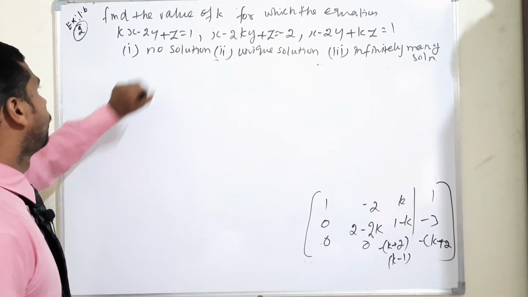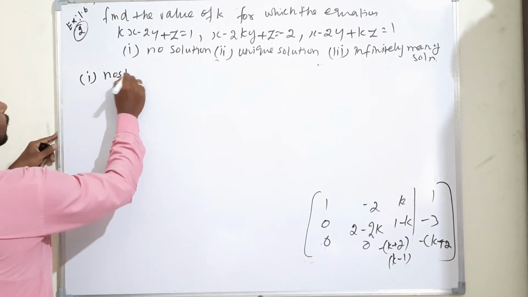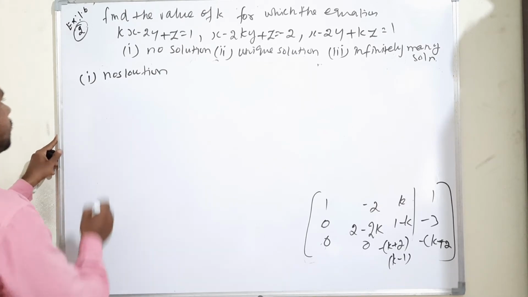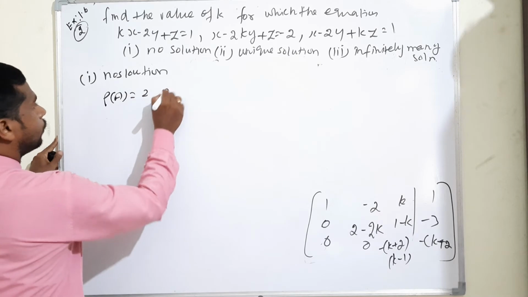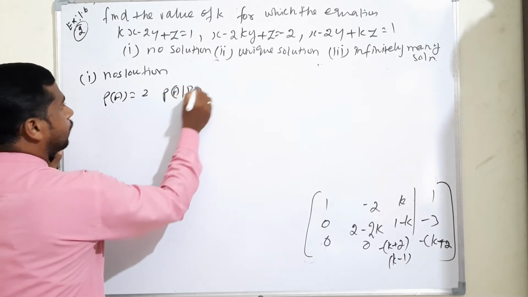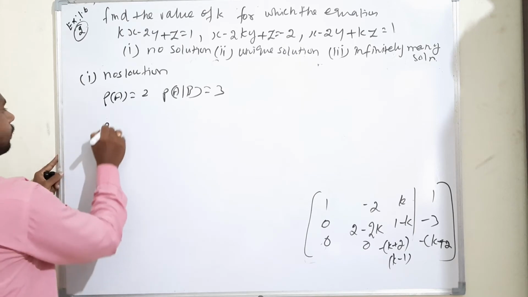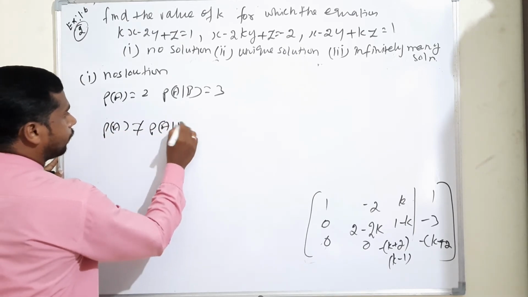So subdivision 1, what we have to do? No solution. No solution means rank of A is equal to 2, then rank of A with B is equal to 3. Then only we can say rank of A not equal to rank of A with B.